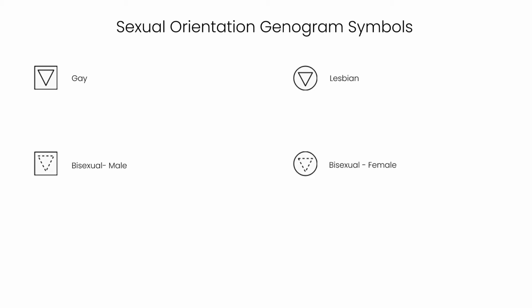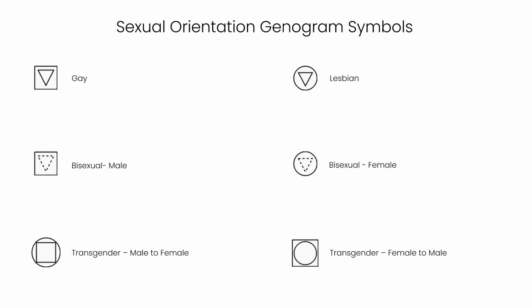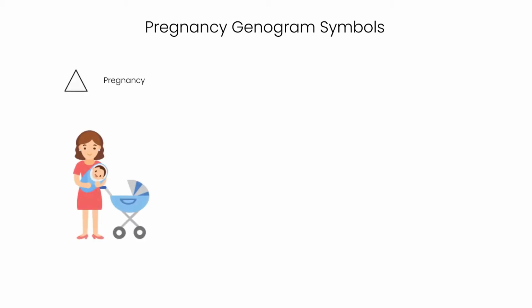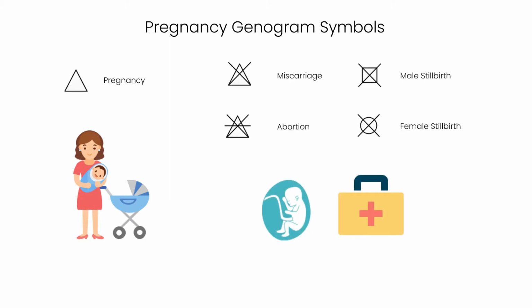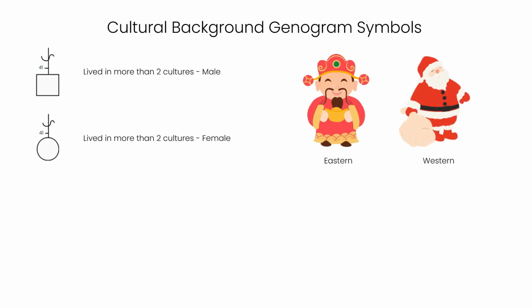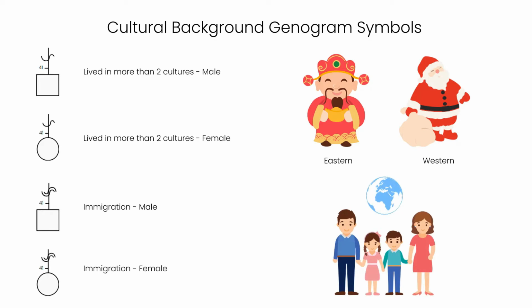Sexual orientation genogram symbols. Gay and lesbian, bisexual male and female, transgender, male to female and female to male. Pregnancy genogram symbols. This is used to symbolize a pregnant woman. And these are used for miscarriage, abortion, male and female stillbirth. Cultural background genogram symbols. Lived in more than 2 cultures. This symbol is used for immigrants.